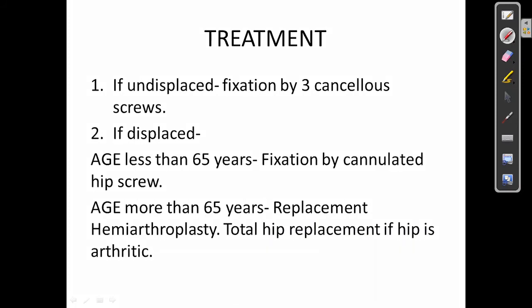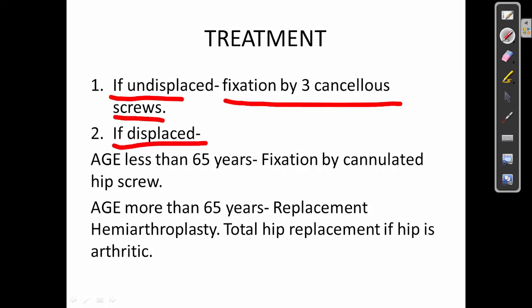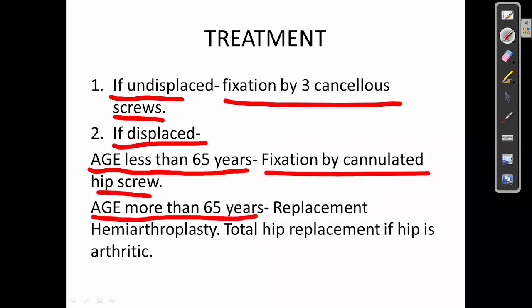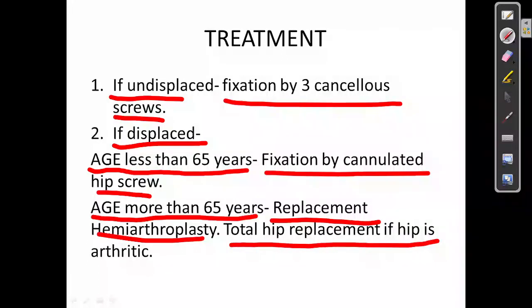Treatment. If the fracture is a fresh fracture, if undisplaced, then fixation by 3 cancellous screws. If displaced, and if the age is less than 65 years, fixation by cannulated hip screw. And if the age is more than 65 years, replacement hemiarthroplasty. Total hip replacement if the hip is arthritic.